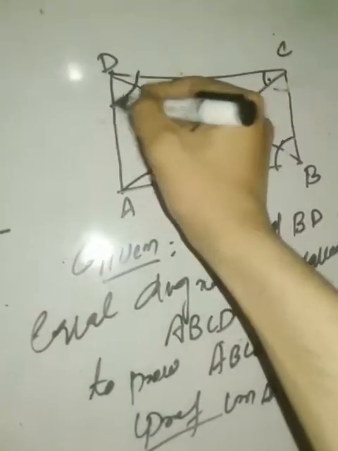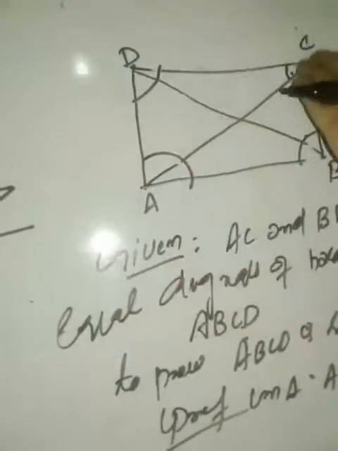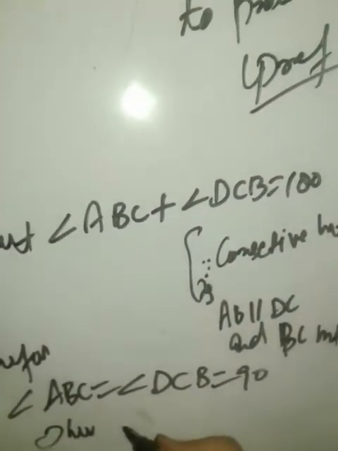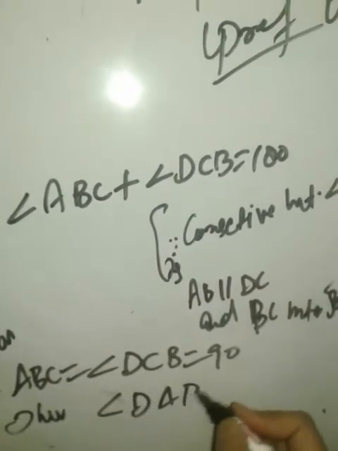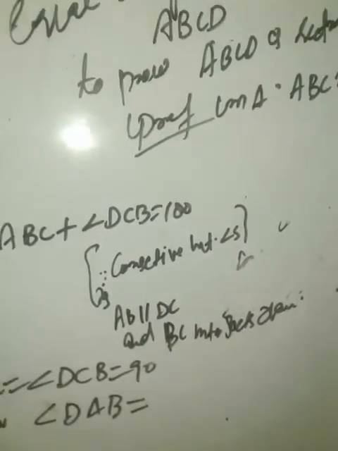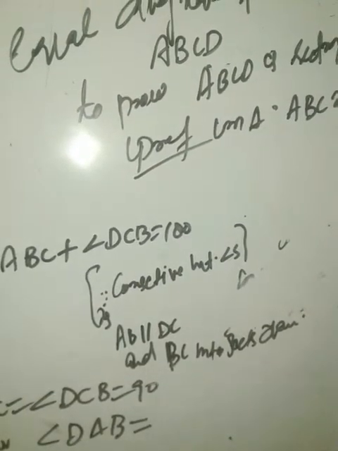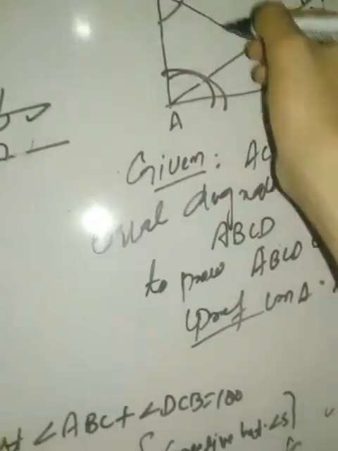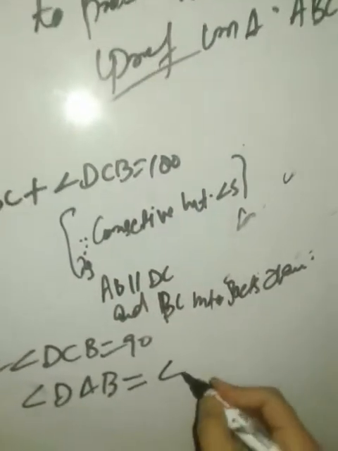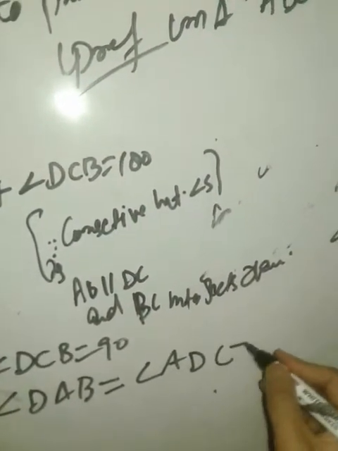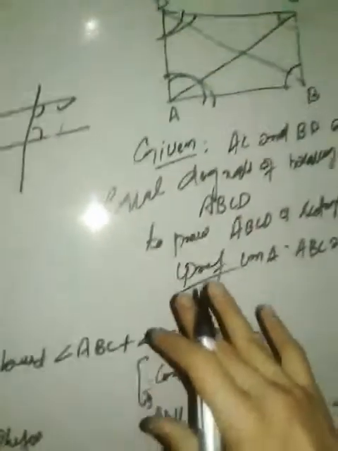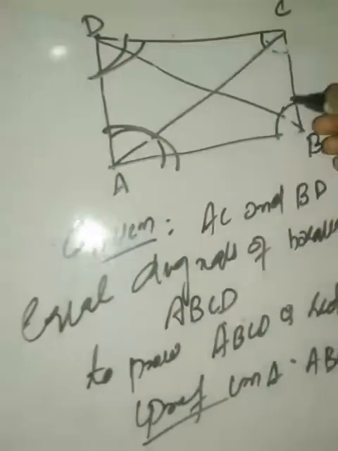Clear concept. So this angle is 90, this angle is 90. It means this angle will be 90, this angle will be 90. Why? Because opposite angles of a parallelogram are equal. Therefore we will write, angle DAB, this angle, and also angle ADC, is also 90. Why? Because when this is 90, this is also 90, because opposite angles of a parallelogram are equal.